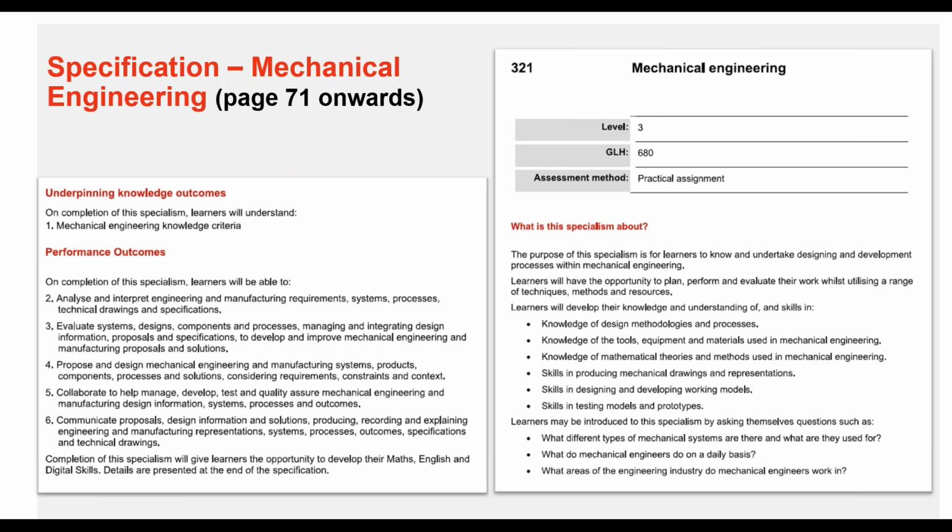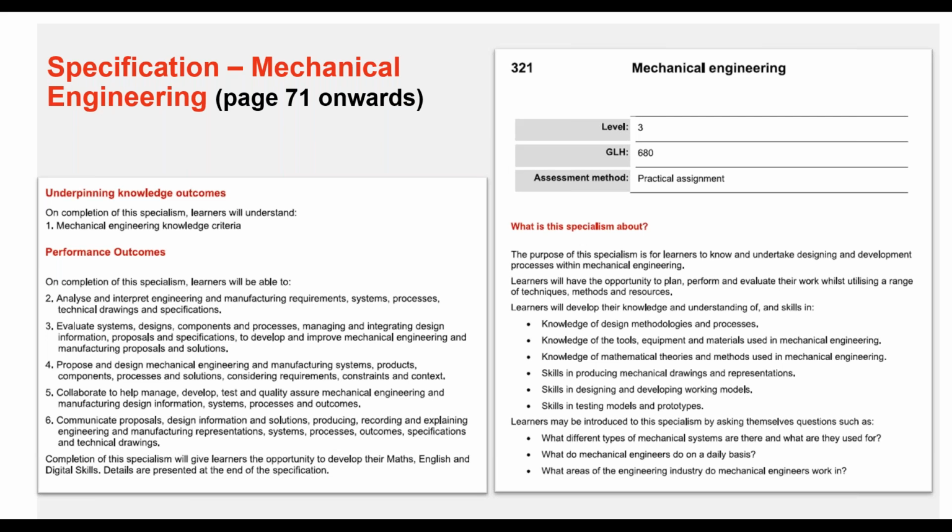On that section, section 1, learners need to have a bit of understanding about mechanical engineering knowledge criteria. And then the performance outcome, which is number 2 to 6, this is where the learner is going to be assessed using that synoptic assessment. Again, analysing, evaluating, proposing, collaboration, and communication as well. Within these performance outcomes and also knowledge outcomes, you've also got the linkage to maths, English, and digital skills, and they identify with key identifications at the end of each page.